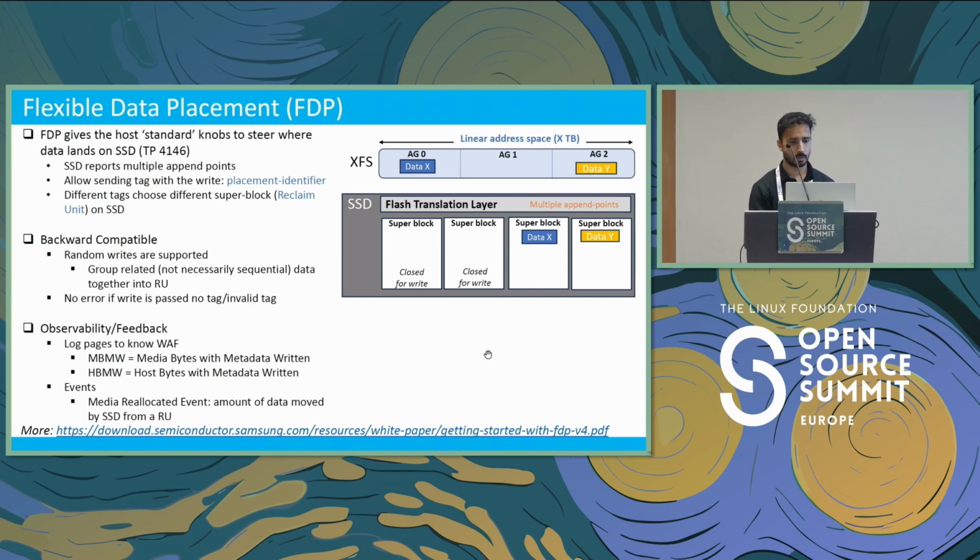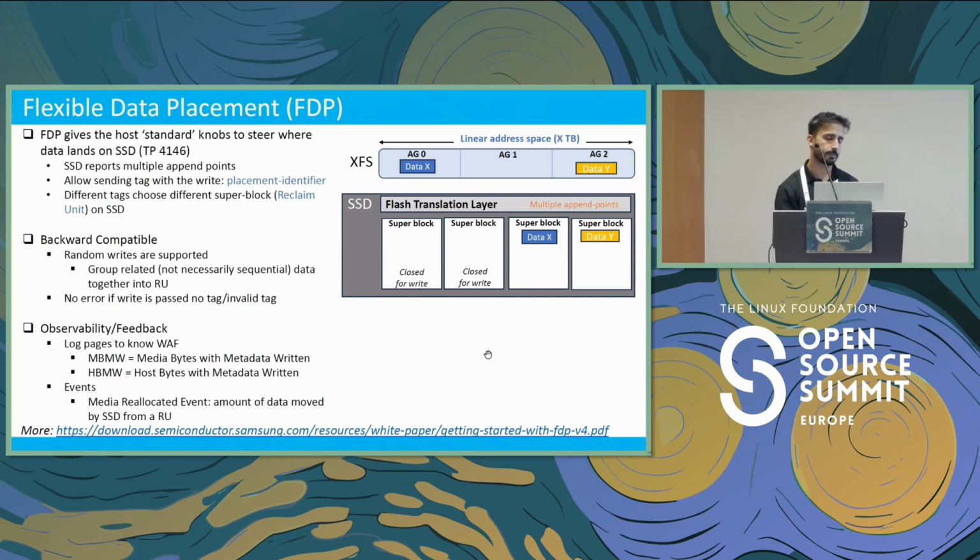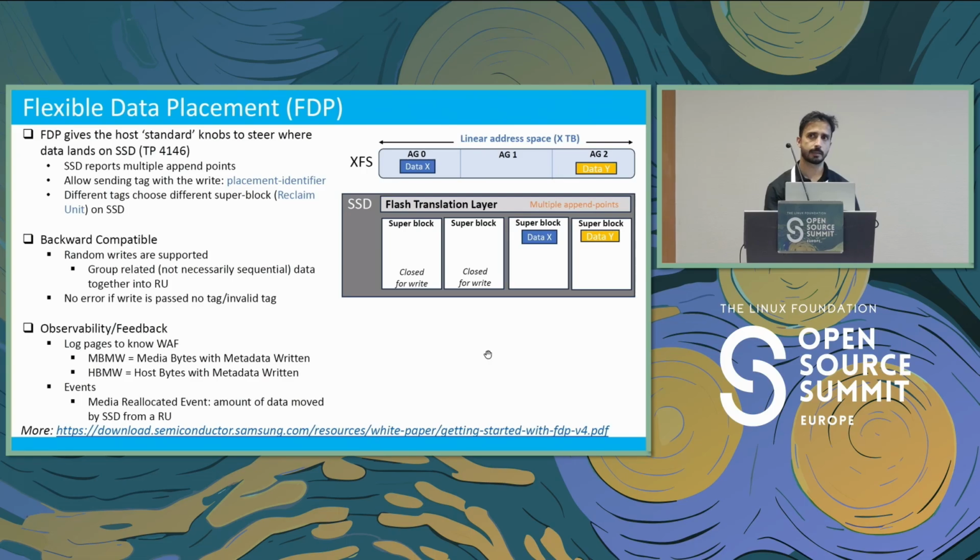And imagine if you end up passing a wrong tag. Imagine that the SSD said that it's supporting 4 tags: 1, 2, 3, and 4. If you end up sending 5, the SSD will still tolerate it. It will not give you an error. It will just place it in a default stream, which is basically the no-tag stream. This has been done so that the application's life still remains easy, and things can be incrementally improved.